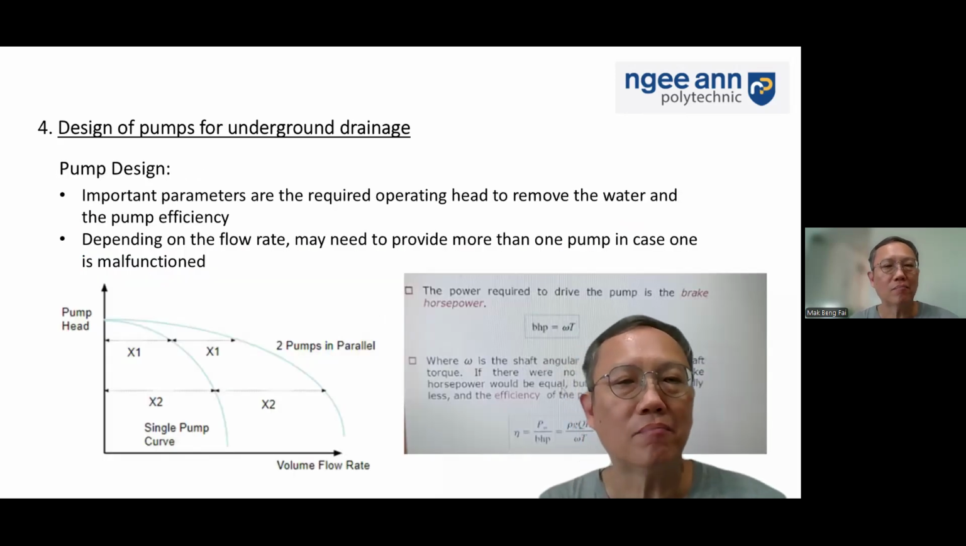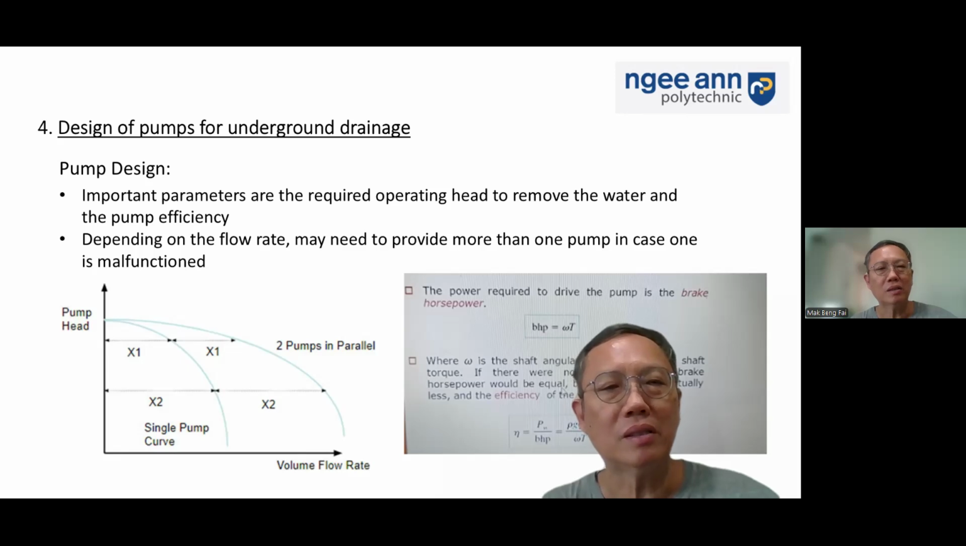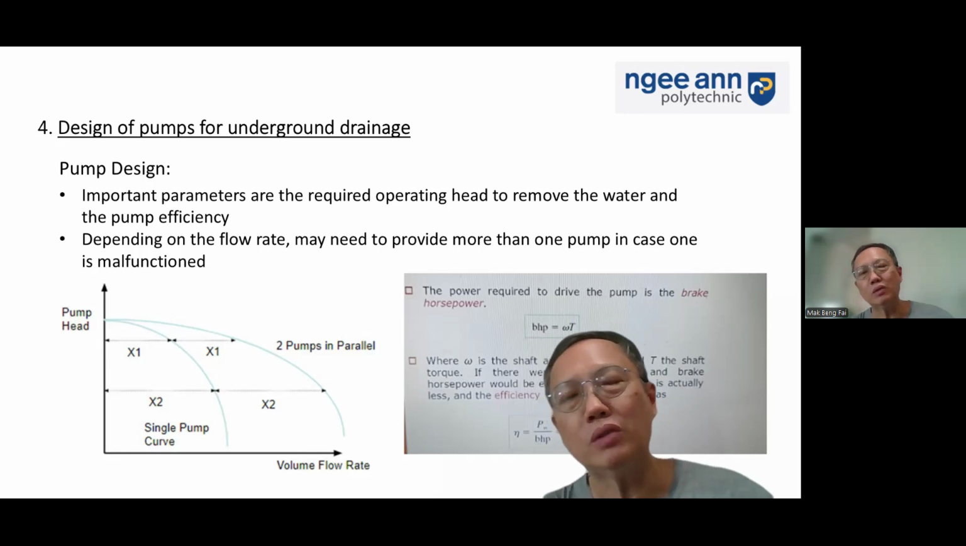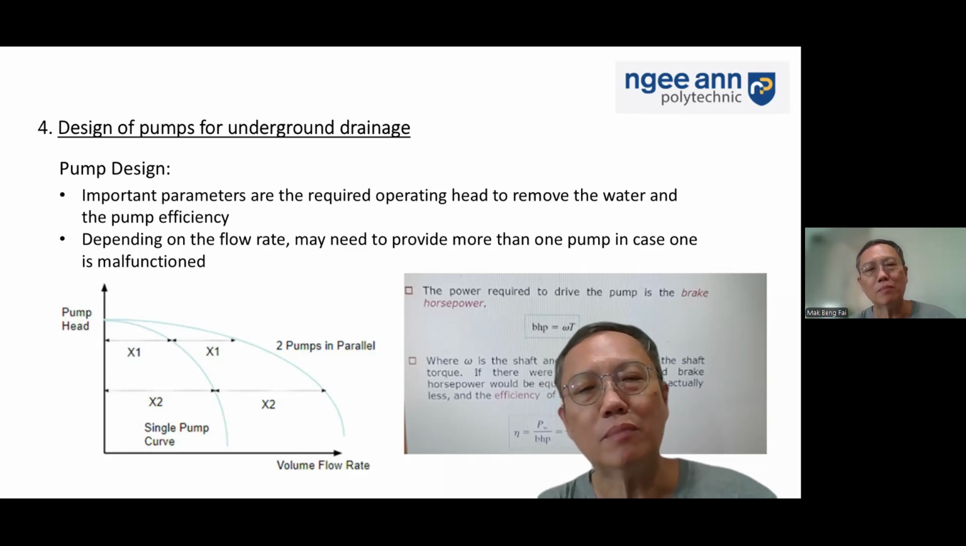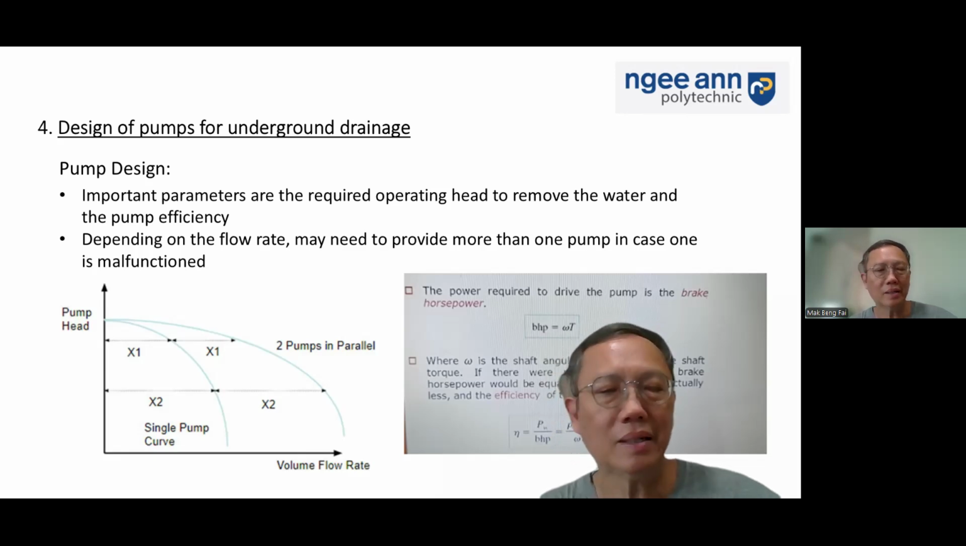Now, the design of the pump for underground drainage is a function of the operating head, right? And also your pump efficiency will play a very important part. So we make sure that we select the pump of higher rating, and also ensure that these pumps are operated efficiently. It also depends on the flow rate of the water coming in. So in other words, we might need more than one pump, just in case one of the pumps malfunctions, we have another pump to operate.